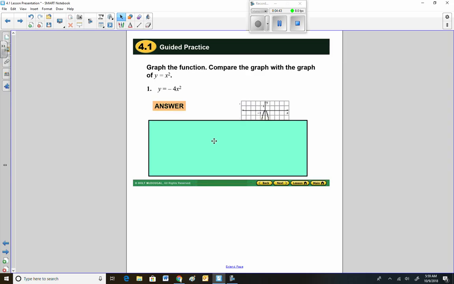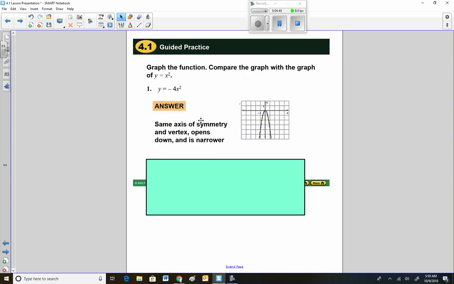Welcome back. Let's see what you came up with. Did you notice that the axis of symmetry is the same? It's x equals 0. Here's the axis of symmetry. And then the vertex is right here at 0, 0. Its opening is more narrow because of the 4, and it opens down because of the negative.